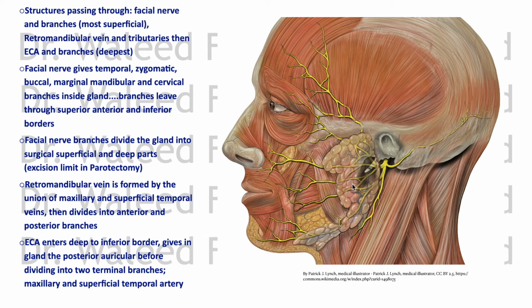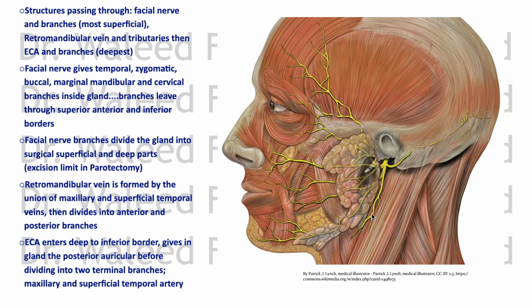And the deepest structure, of course, you'll find is the external carotid, giving away its last branches, the posterior auricular branch. It gives it inside the parotid gland and then divides into its terminal branches, the superficial temporal and maxillary to the front and medial. Remember this? This happens inside the parotid gland.